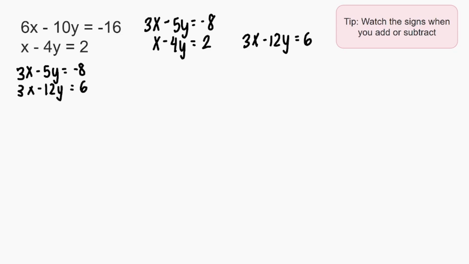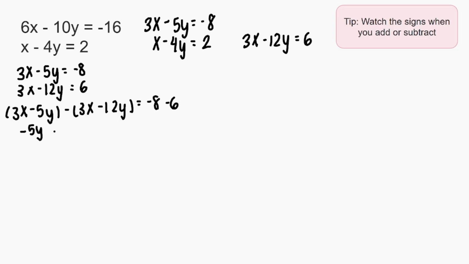As you can see, we're going to subtract so we can cancel out the 3's. Let's do that now. 3x minus 5y minus 3x minus 12y equals negative 8 minus 6. So the 3's cancel out. 3 minus 3 is 0. And we get negative 5y plus 12y equals negative 14. That gives us 7y equals negative 14. Divide both sides by 7, and we get y equals negative 2.